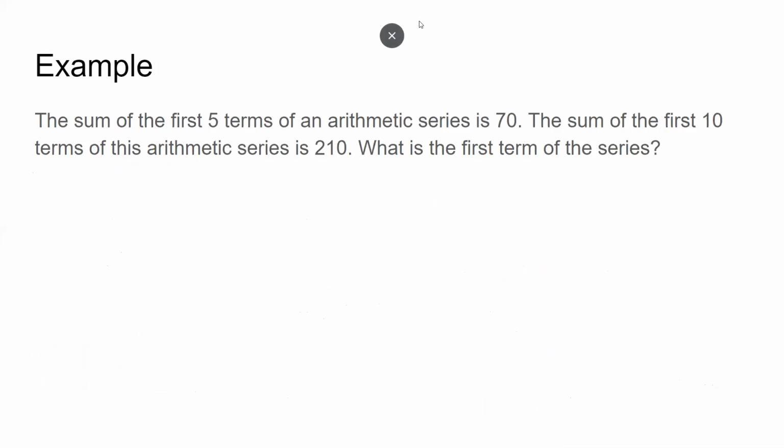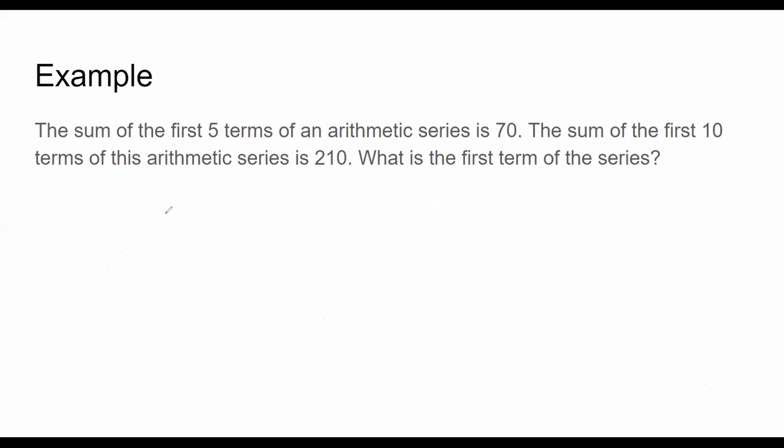Let's do another example. The sum of the first 5 terms in the arithmetic sequence is 70, and the sum of the first 10 terms of this arithmetic series is 210. So what is the first term of this series? And the first term, we call it a. So let's try approaching this with the formula again.